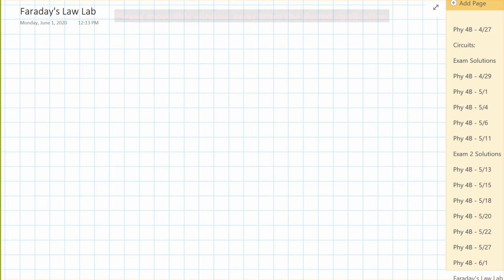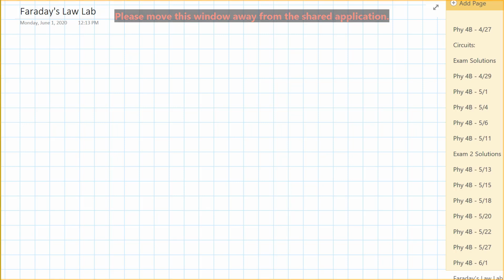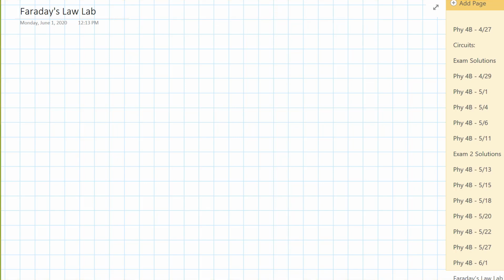We'll get started with our lab. We are jumping ahead again. Our lab is a week or so ahead of our lecture. What we are trying to learn about is Faraday's Law.